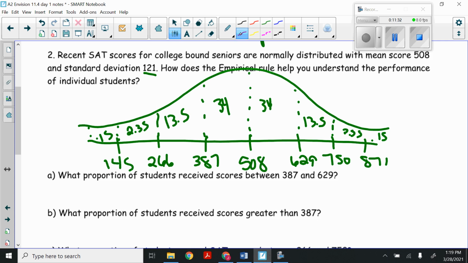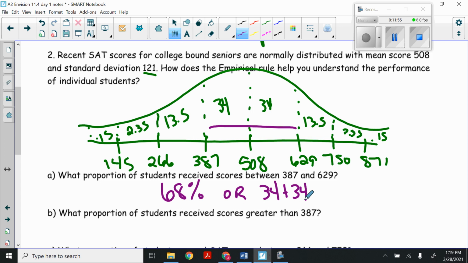All right, so part A, what proportion of students receive scores between 387 and 629? 387 and 629, that is within one standard deviation. So we have either memorized that that is the 68%, or if you haven't memorized it, it's 34 plus 34. Okay.